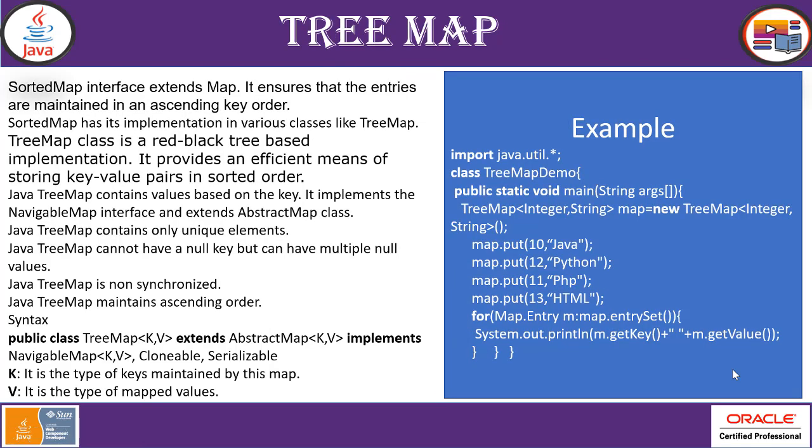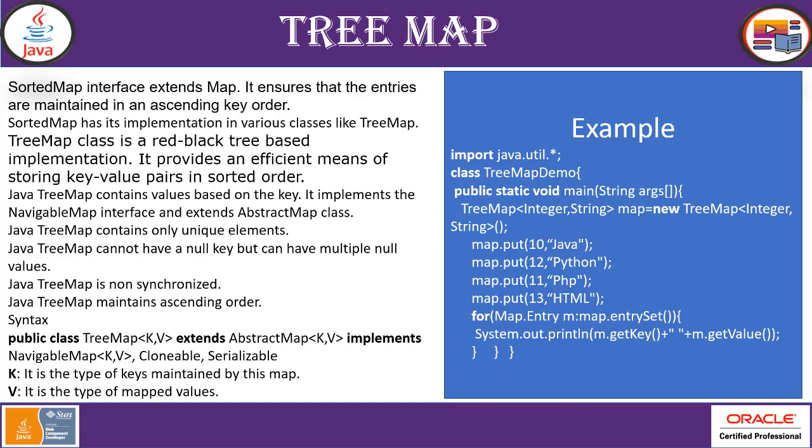TreeMap: the SortedMap interface extends Map. It ensures that the map is maintained in ascending key order. SortedMap itself has a sorting algorithm built in, and it has implementations in various classes like TreeMap. TreeMap is a red-black tree based implementation. It provides an efficient means of storing key-value pairs in sorted order. We have seen here that the earlier one is not in a sorted form, whereas TreeMap always is. When it comes to trees, keep in mind that a tree always follows the sorted form algorithm. So TreeSet or TreeMap, everything is built in a sorted form.